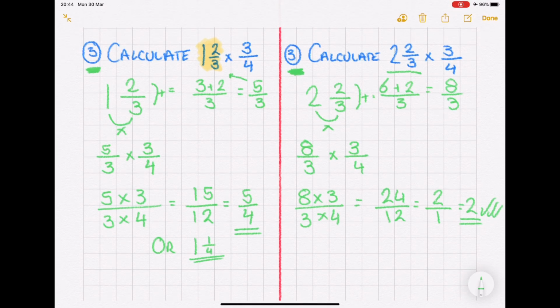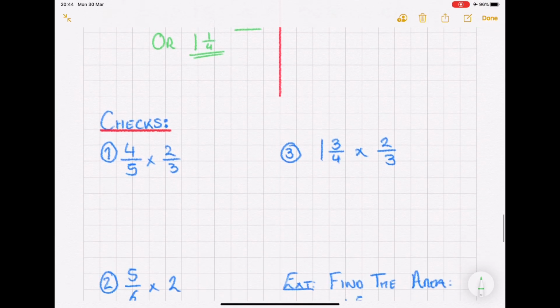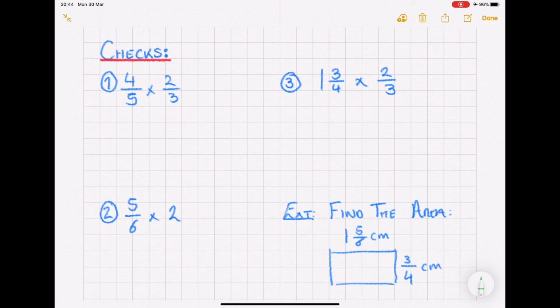Righty, well done there. So, as a check, pause the video here and have a go at these 3 examples. And if you're feeling especially brave, have a go at that extension there. So pause the video, and once you've done, play it and I'll go through the answers. Okay, fantastic. Let's look at this first one. 4 times by 2 over 5 times by 3 gives us 8 over 15. And that's our final answer.